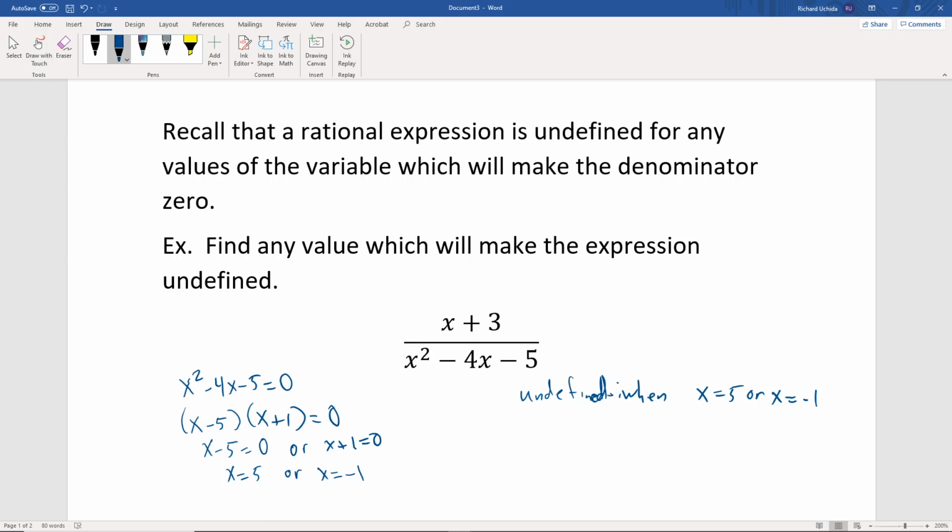The only values which will make this undefined are the values which will make the denominator equal to 0. It doesn't matter if a value will make our numerator 0, like in this case negative 3, that's fine, as long as it doesn't make the denominator 0. So it's undefined when, like I said, x is 5 or x is negative 1.